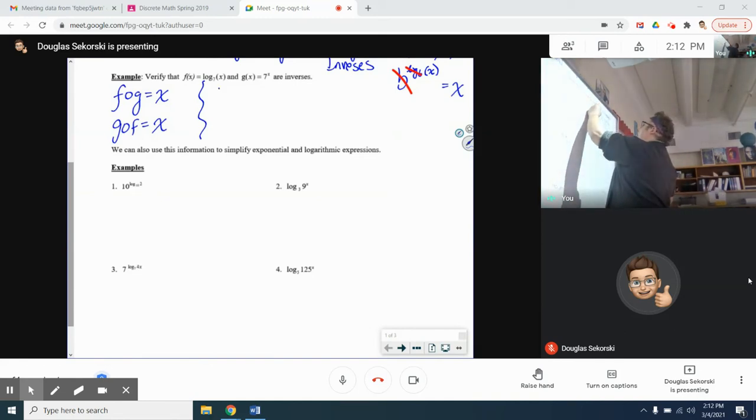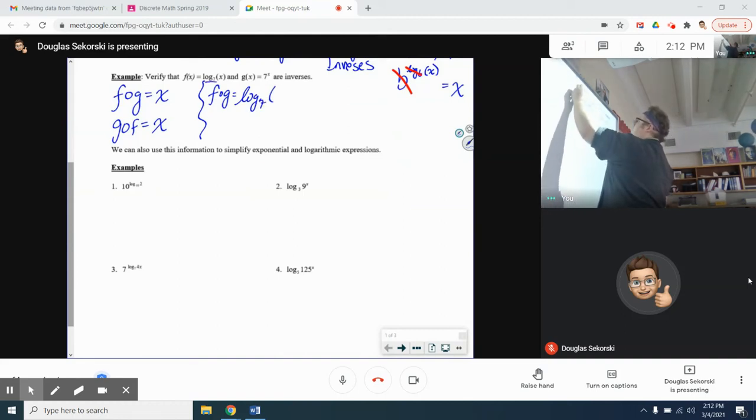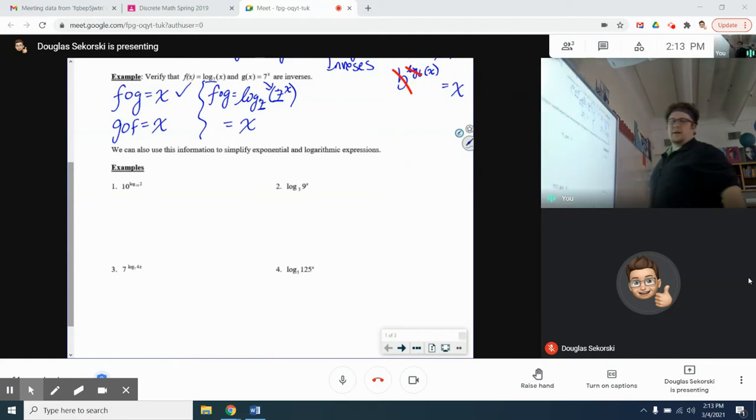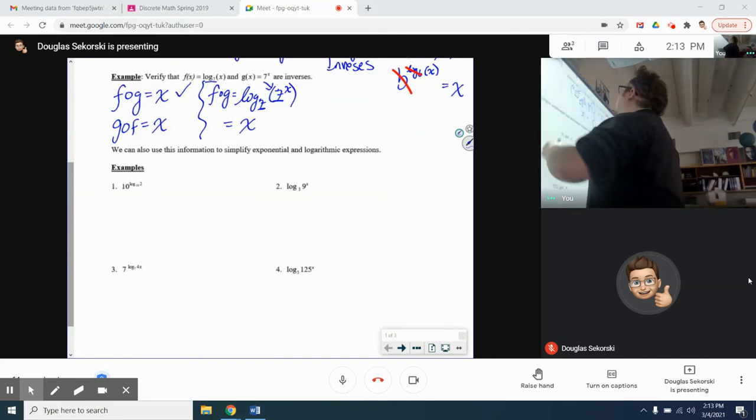Let's see, f of g is equal to log base 7 of 7 to the x. So you can see that I took g of x and put it right in there. And here we go. We see that base 7 and then raised 7 to the x power. So that does equal x. So we can say, all right, f of g equals x.